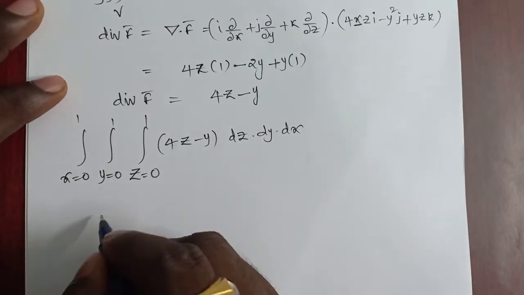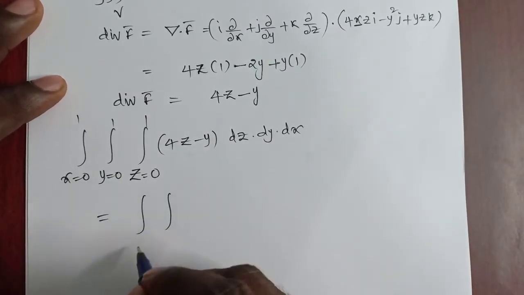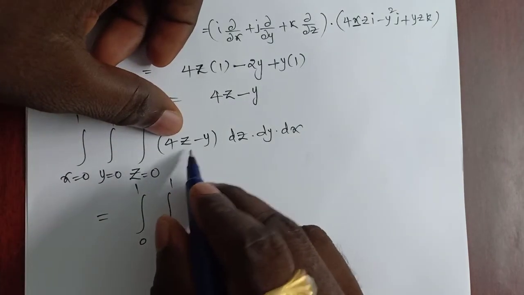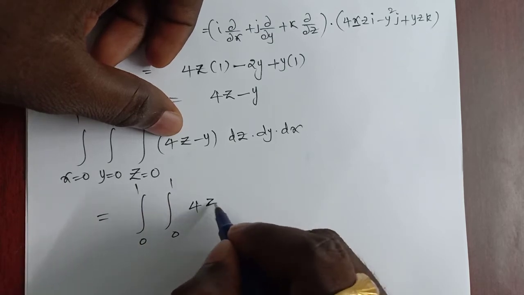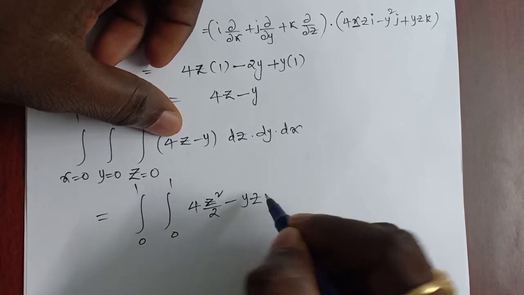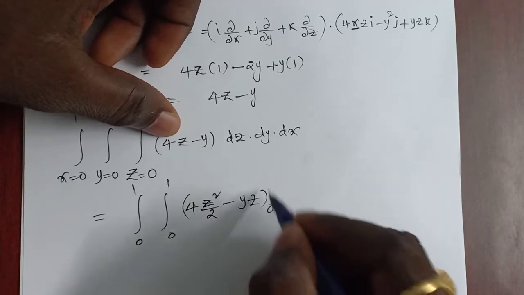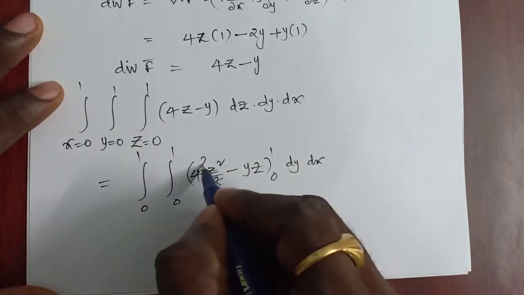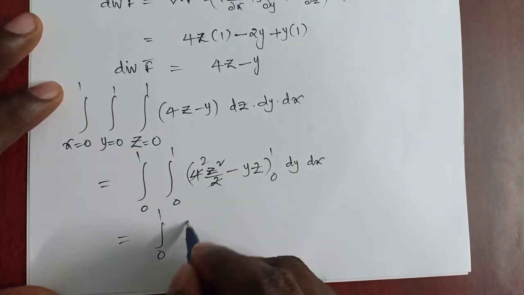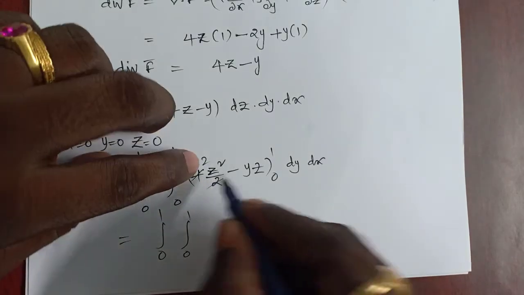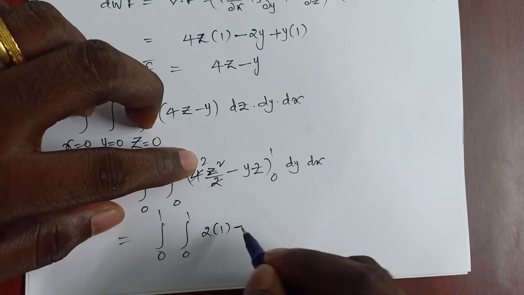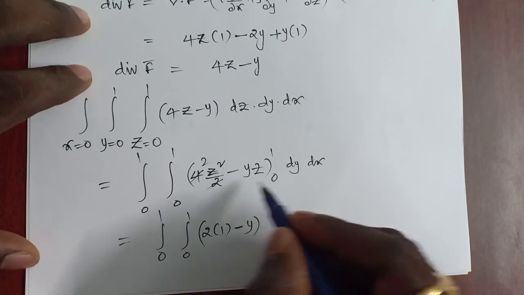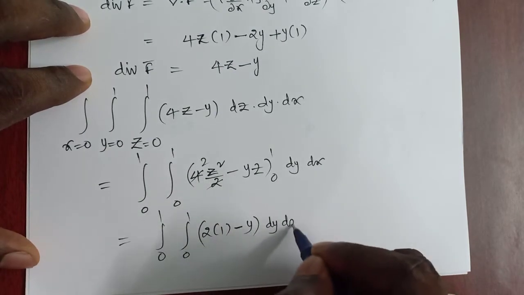Okay, now coming to the integration, the double integral over the boundaries 0 to 1 and 0 to 1. Now we need to integrate with respect to z, so 4 is a constant, for z it is z square by 2, minus y is a constant here, for 1 it is z, from 0 to 1, dy dx. Now the 2s get cancelled, so 2z square, so 2 into 1, minus, in place of z we have 1, so it is y. We need to substitute the lower boundary which is 0, dy dx.